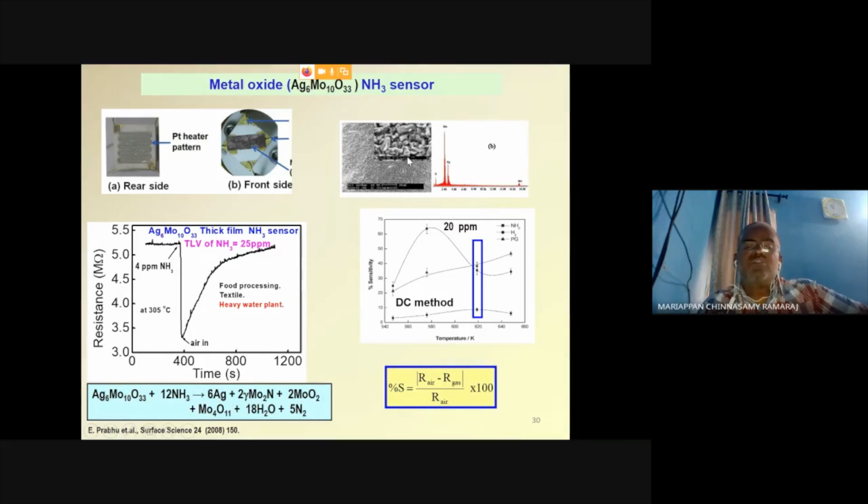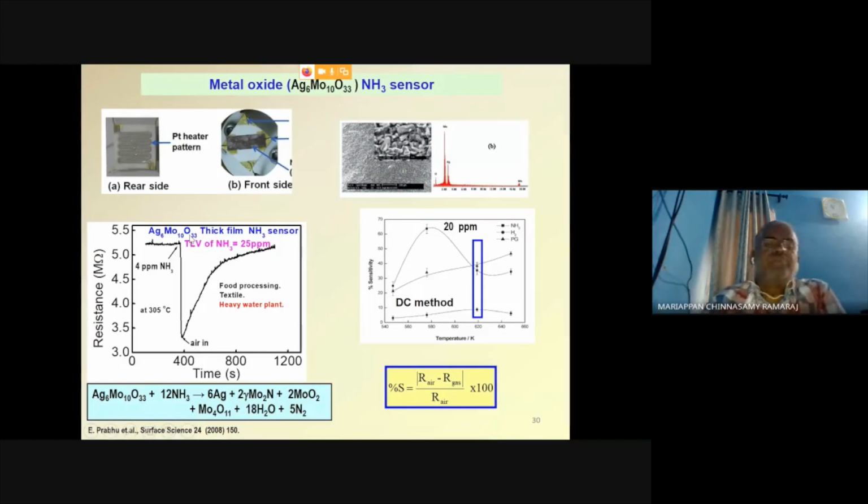To avoid this kind of cross signal, the AC technique, that is the impedance technique, is much better, because we can extract the resistance, that means impedance, as well as the dielectric constant, capacitance, or dissipation factor. That means we can extract more than one electrical parameter, and the capacitance for hydrogen or LPG will be different. So we can nullify the false signal and say exactly that I have only ammonia or only LPG.